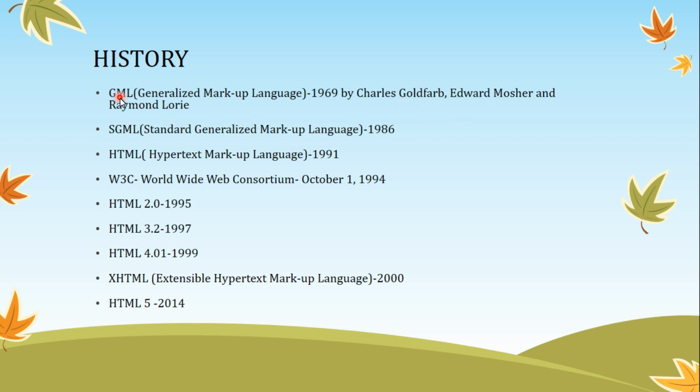This is how the name actually came, and they named it generalized markup language, and it was done in the year 1969 under IBM, by these people who actually worked at IBM. After that, it got an ISO certification in the year 1986, and it started to be called SGML, which is the standard generalized markup language. You can see the difference in years is very huge.